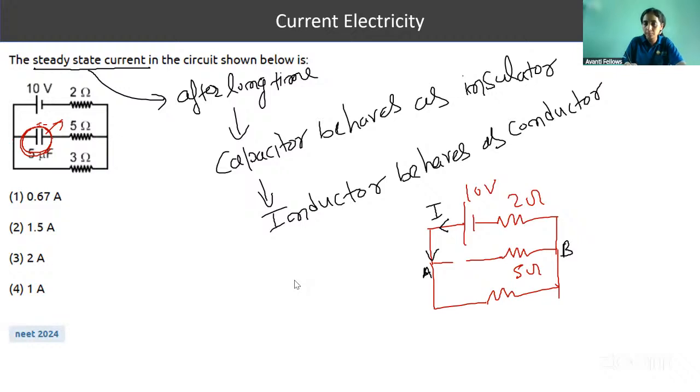There is a break in the branch. There is a break in the circuit. So current will not go here. Done it? So whole current will go like this. It means what the circuit will appear? The circuit will appear like a single loop circuit.